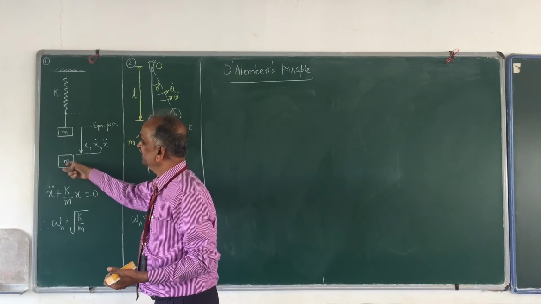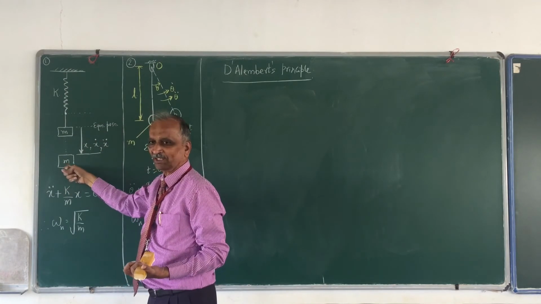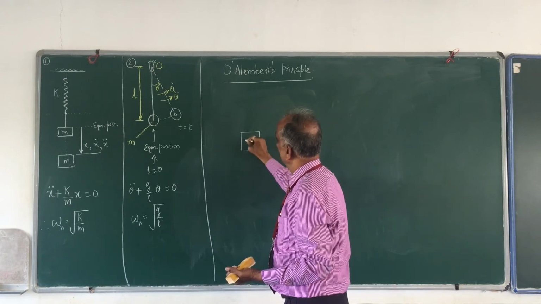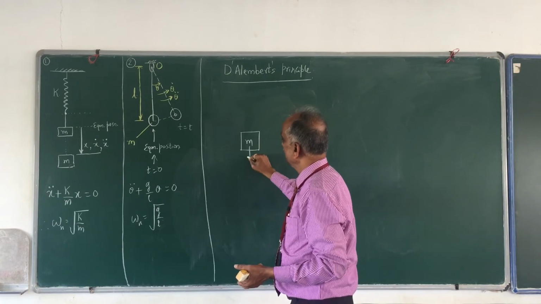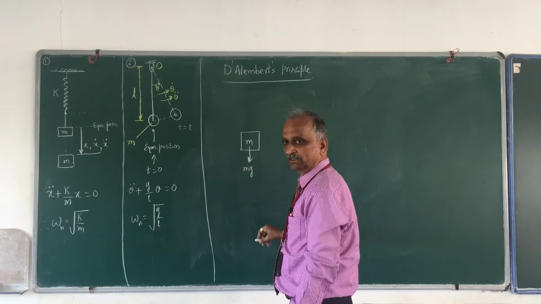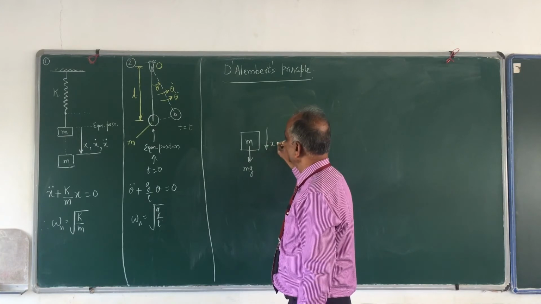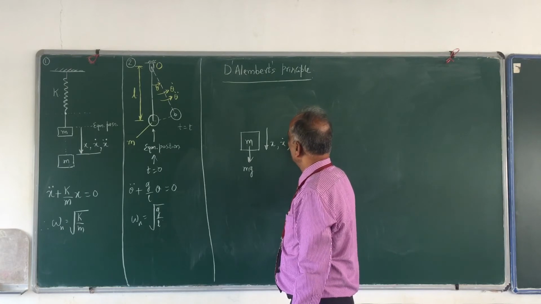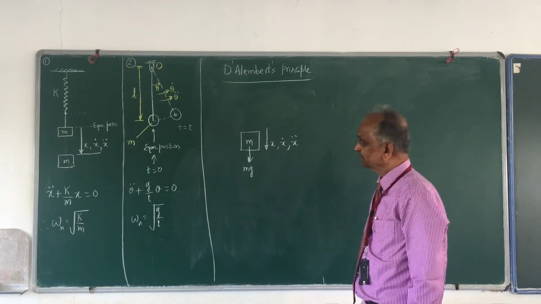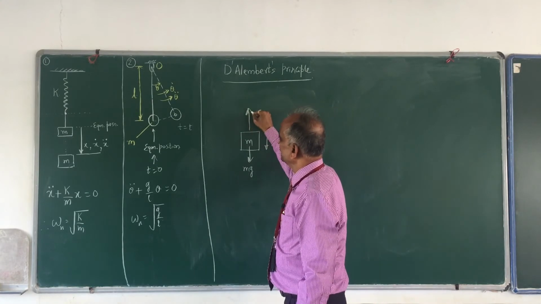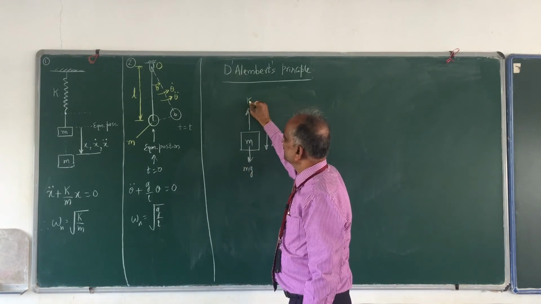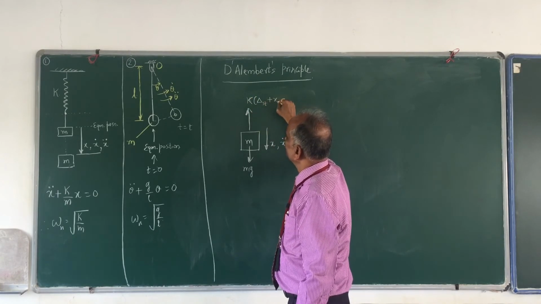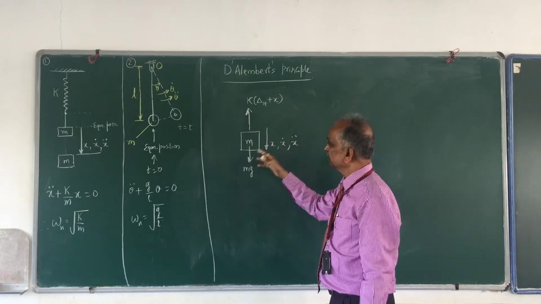Now, for example, the spring mass system. I shall straight away take the last question, that is this M. What are the forces that are acting? I know that mg is acting. Then I know that it is moving, it has undergone a displacement x, it has velocity x dot, and it has the acceleration x double dot in the downward direction. Then the spring is pulling it up, and what is the force? K into delta st plus x. Under these forces it is moving.